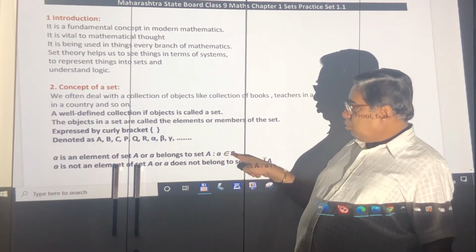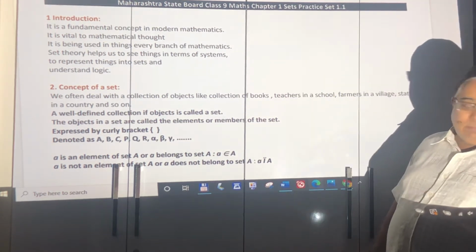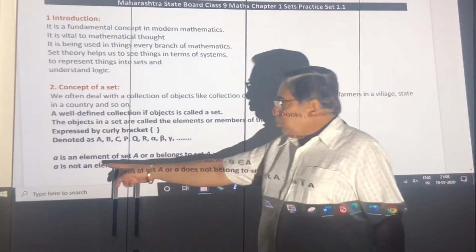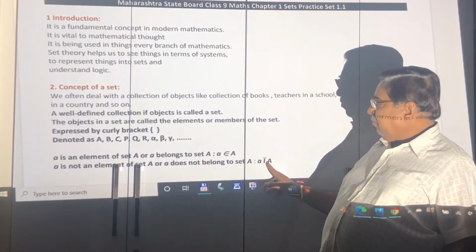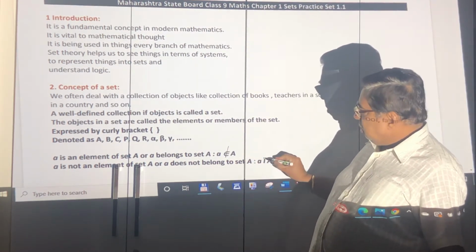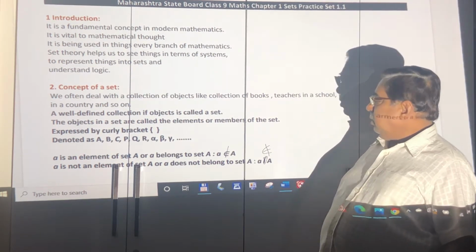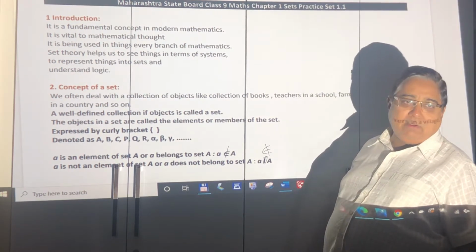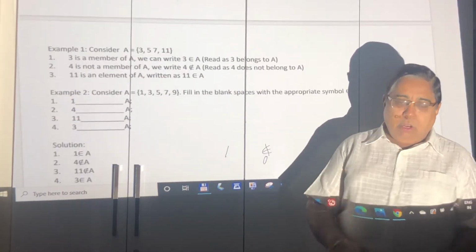So element a belongs to set A. This is how we read our maths. Okay. Suppose a is not an element, or a does not belong. Then, my friends, you will draw a line on top of this, like this. So here you will write: a is not an element of set A. So this is how we show it's a member or not a member.